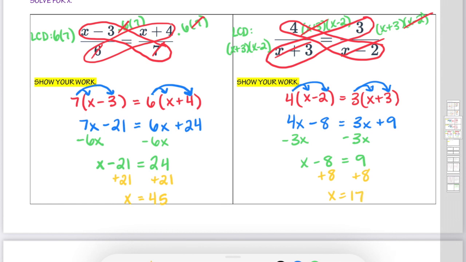Now I have to check if this would be extraneous. If I look back up at my equation, if I were to plug in a 17 in for x in either denominator, would I get 0? 17 minus 2 would give me 15, so I wouldn't get 0 there. 17 plus 3 would give me 20, so I wouldn't get a 0 there either. So this is not extraneous.